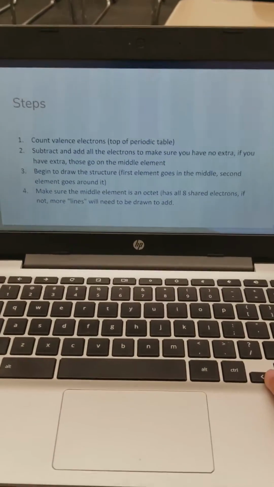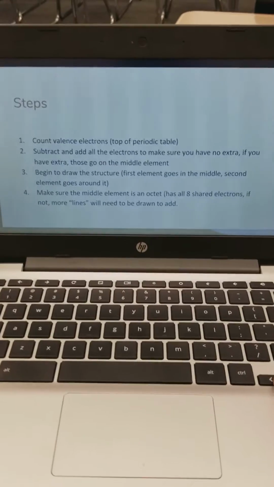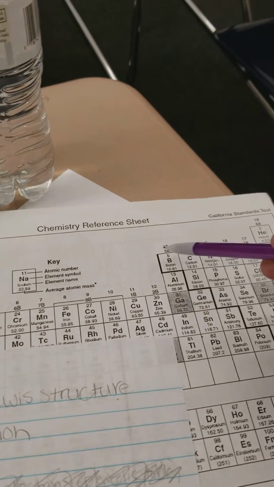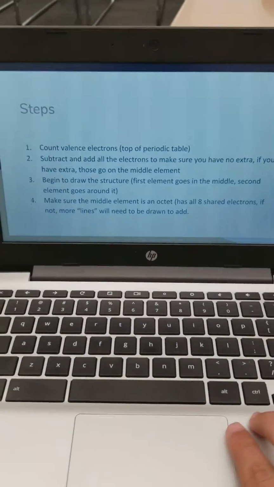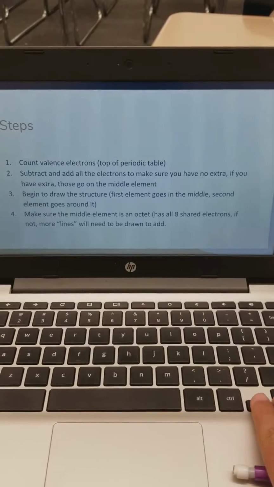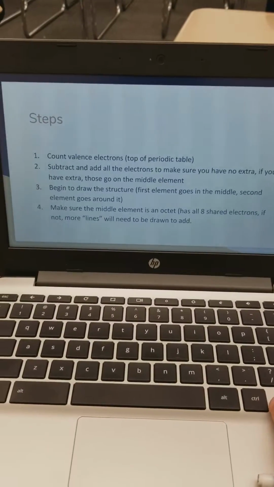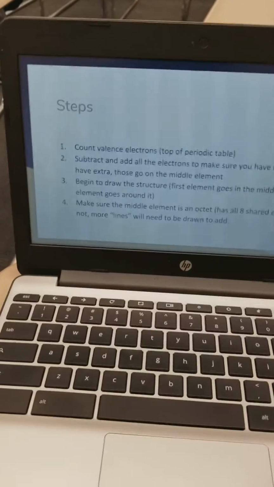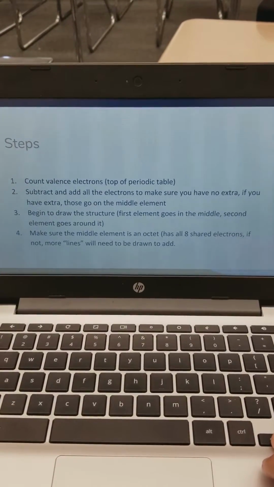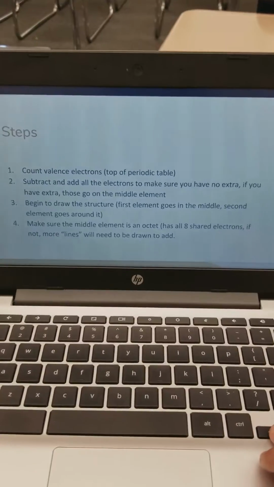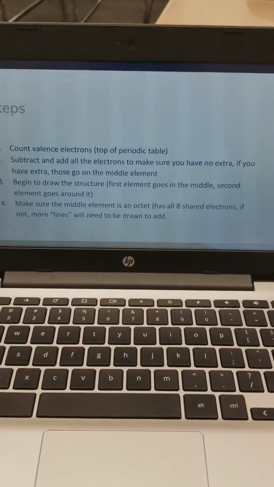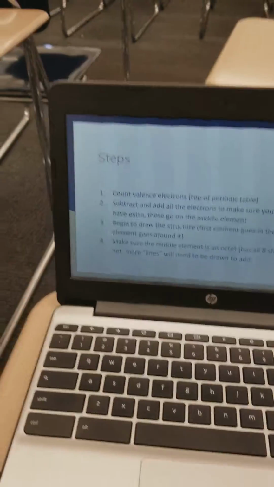And the main condensed steps are to count the valence electrons, top of the periodic table, like I showed you earlier, the ones with the A's next to them, and to subtract and add all the electrons to make sure you have no extra. If you have extra, those will go on the middle element, and I'll explain that more. Begin to draw the structure, and make sure the middle element is an octet, which means has all 8 shared electrons. If not, more lines will need to be added, and I'll just explain that even more.